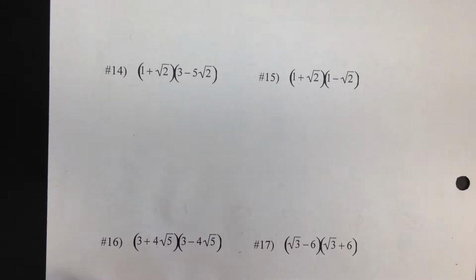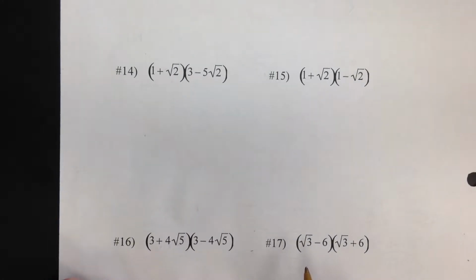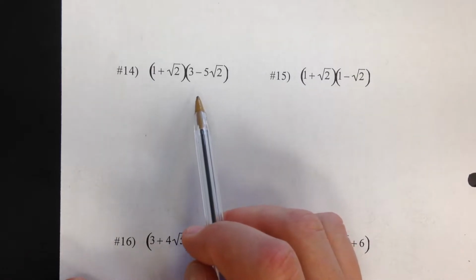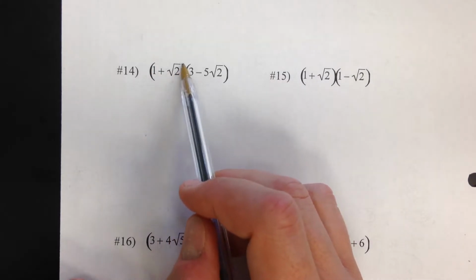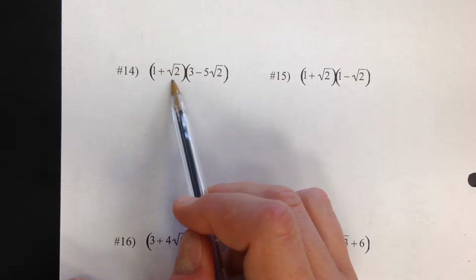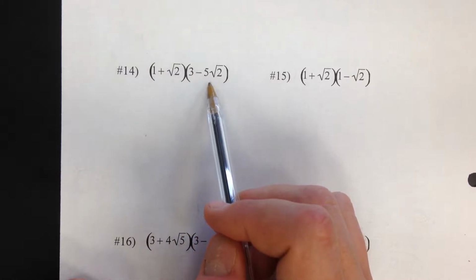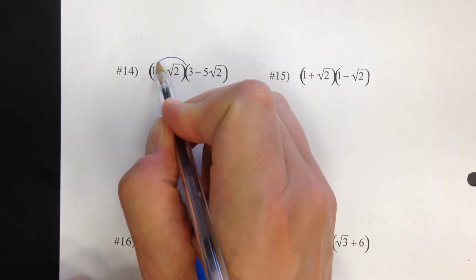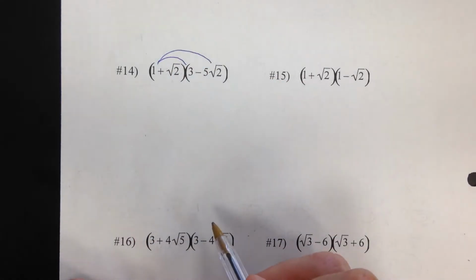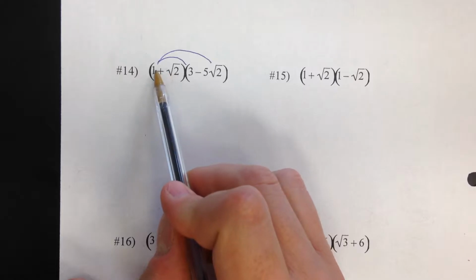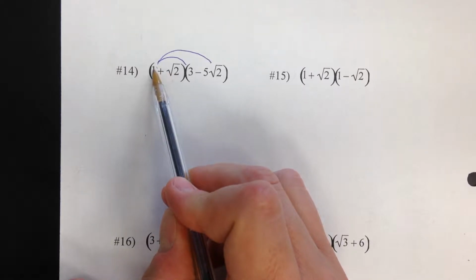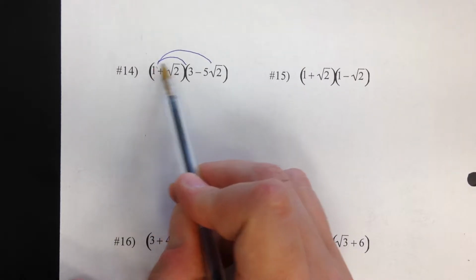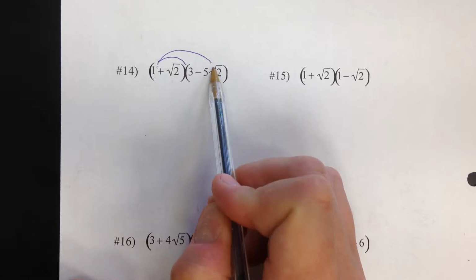Okay, we're back. So we're on number 14 here, and we're multiplying with radicals. Now, this is like you have a binomial, you have two terms, and then you have multiplying two terms. So what we're going to do here is double distribute, or you may have learned FOIL as the word. I'm going to take the first term in these parentheses, and I'm going to distribute it to the second parentheses.